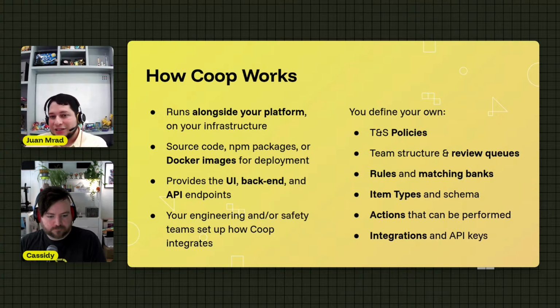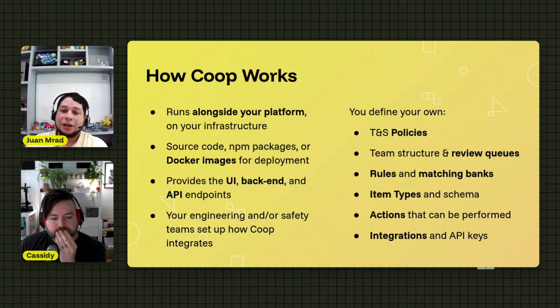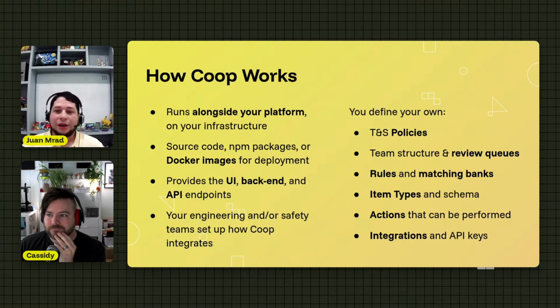And then your trust and safety team or your moderation team ends up defining the policies: how many queues you want to have for review, who has access to those queues, what sort of rules for routing, for matching, for enforcement, the different types of items that you want to send. So we have a section for schema definitions where you define what the content is that you're sending and what the shape of that content is.